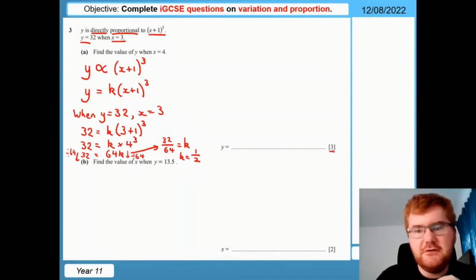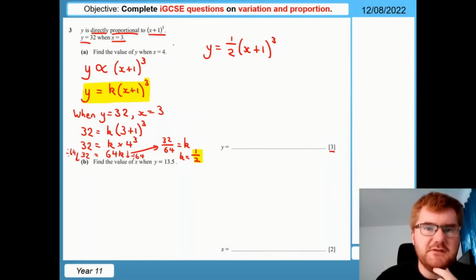So we're going to take our initial equation, just like we did in the previous question. So when I say that, I mean this part here. And we're going to replace that k here with what we've just worked out, so a half. So we're going to write this in: y equals a half (x plus 1) all cubed. And now we need to find the value of y when x is equal to 4.